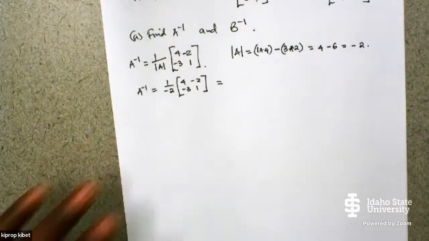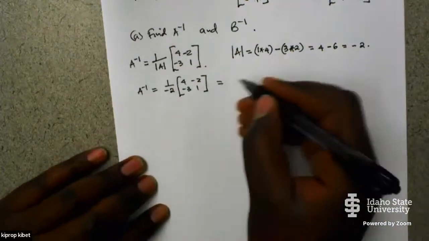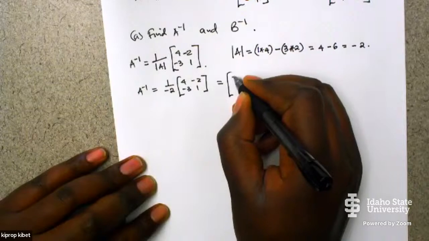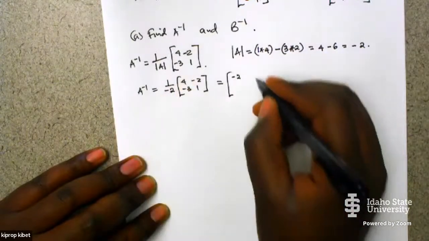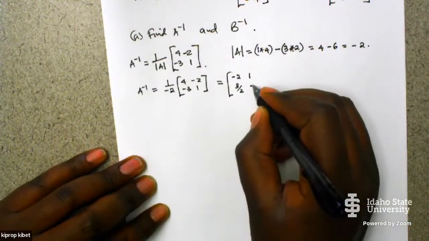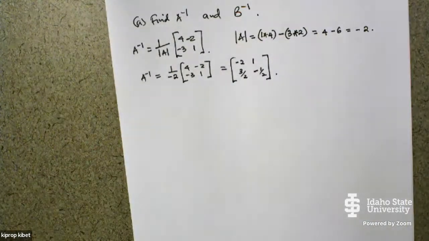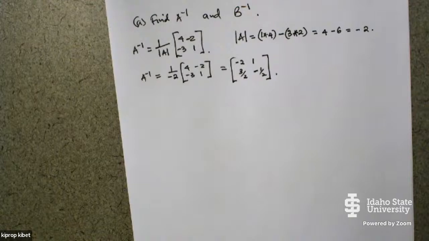Which is the same as what? You now distribute that constant there. You multiply that and that, you get -2 here, you get 1 here, you get 3 over 2 there, and then you get -1 over 2 there. So that is our A inverse.